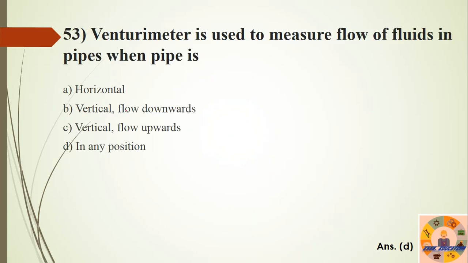Next question is, Venturimeter is used to measure flow of fluids in pipe when pipe is option A, horizontal, option B, vertical with flow downwards, option C, vertical with flow upwards, and option D, in any position. So the right answer of this question will be option D, in any position, because we know the Venturimeter is an application of Bernoulli's equation as well as the continuity equation, so we can use it to measure the flow of fluids in pipes in any position.